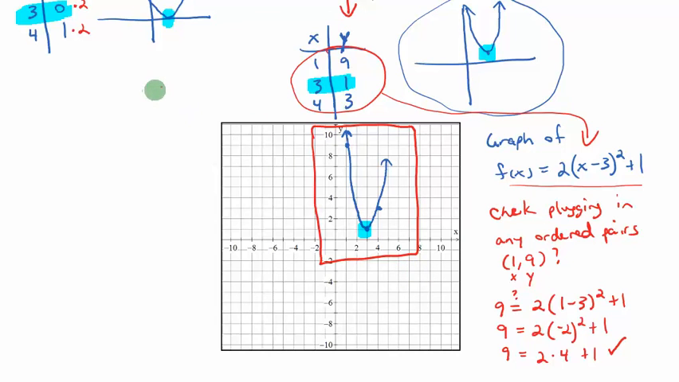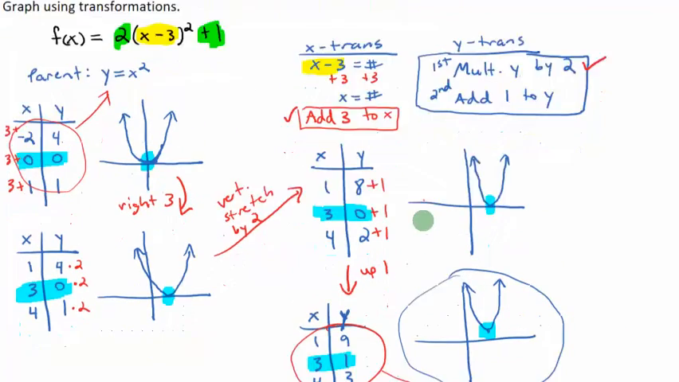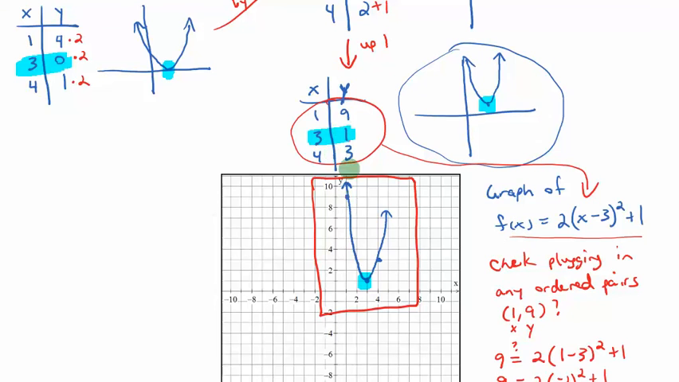Okay? So you can start with your parent, do your transformations, and then you can check your answer by checking any of the ordered pairs that you've got, or all if you like. And that's how to graph a function using transformations.